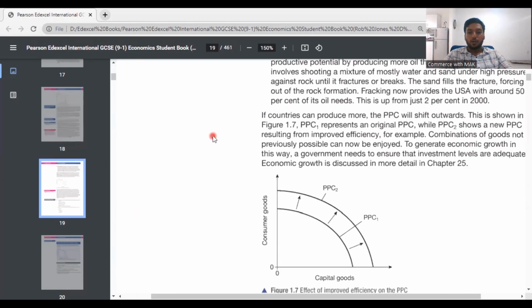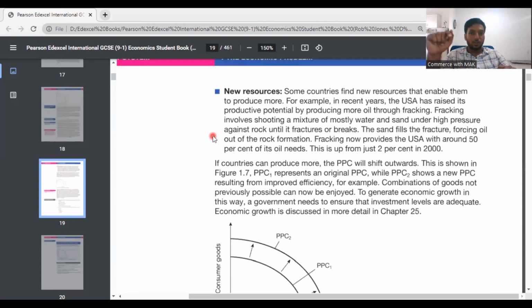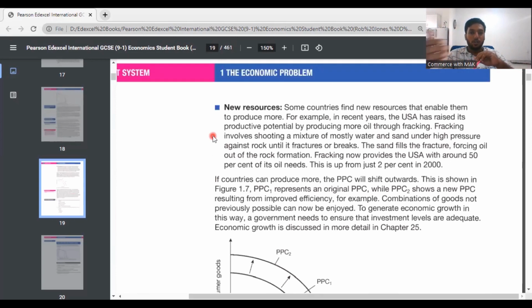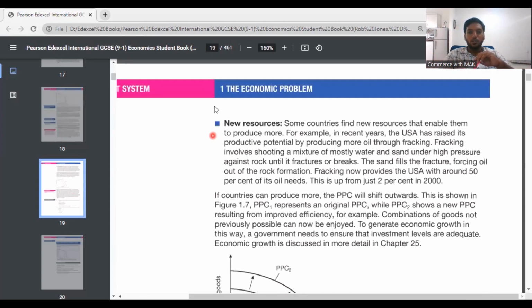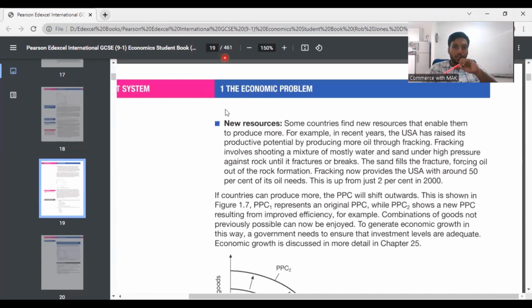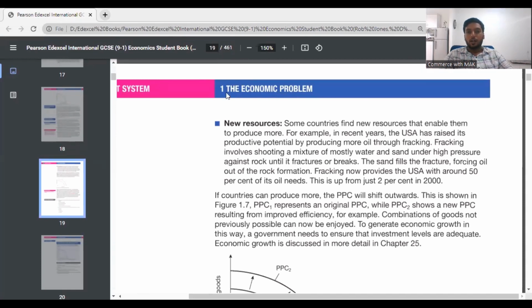So anyway, moving on to the next part. There is a new resource point which I missed on the shift to the right. If you have missed it, go to the new resources here. I think I erased it on the whiteboard. So under shift to the right, also try to write, guys, if you have not written it: 7th point, discovery of resources.